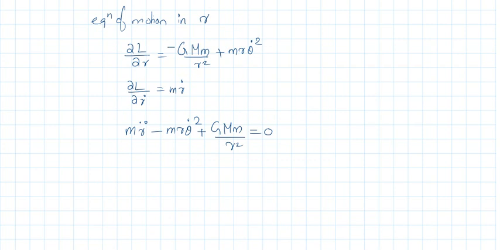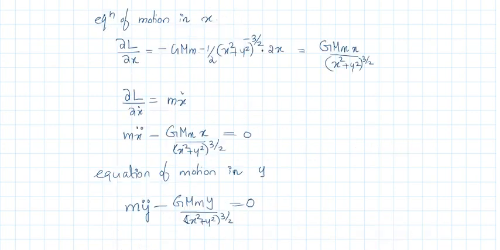And that is a second order differential equation. If r were also cyclic, we would get a first order differential equation. Since r is not cyclic, the equation of motion in r is a second order differential equation. So whenever you have a cyclic coordinate, the equation of motion in that coordinate will be a first order differential equation, and we will always obtain a first integral of motion. That is the physical significance of a cyclic coordinate.